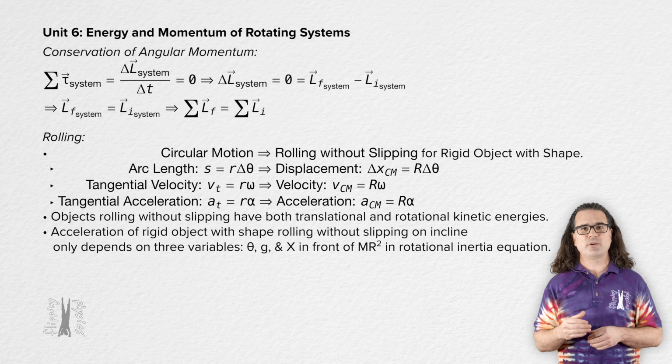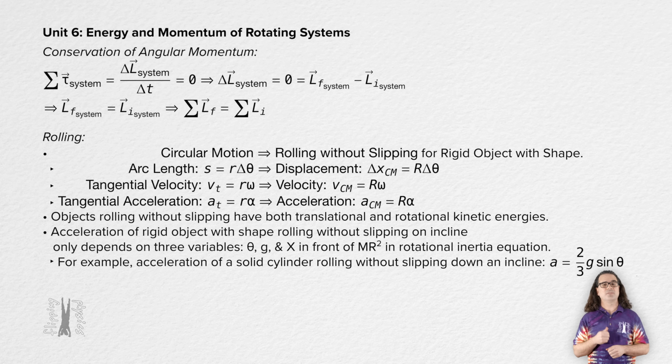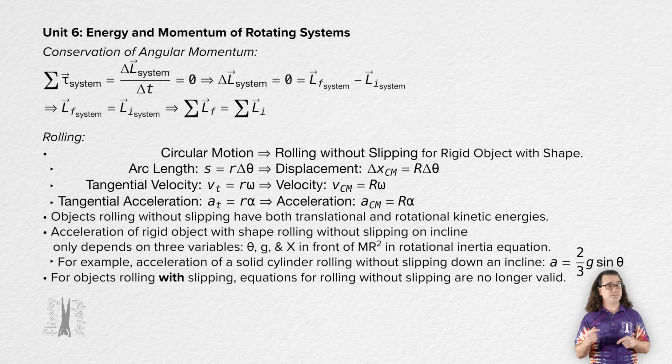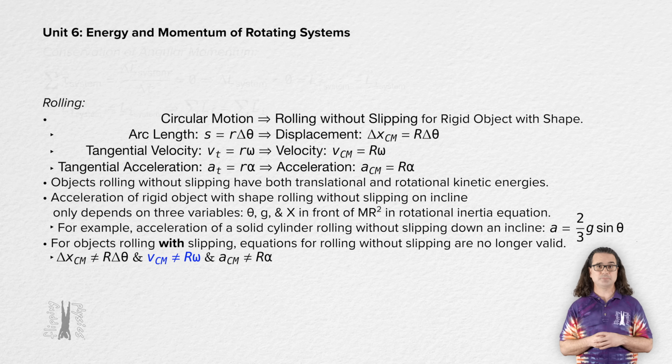The acceleration of a rigid object with shape rolling without slipping on an incline only depends on three variables: the incline angle, the gravitational field, and the factor in front of mass times radius squared in the rotational inertia equation. When an object is rolling with slipping, the equations for rolling without slipping are no longer valid. For example, the velocity of the center of mass of an object rolling with slipping does not equal the radius of the object times its angular velocity.